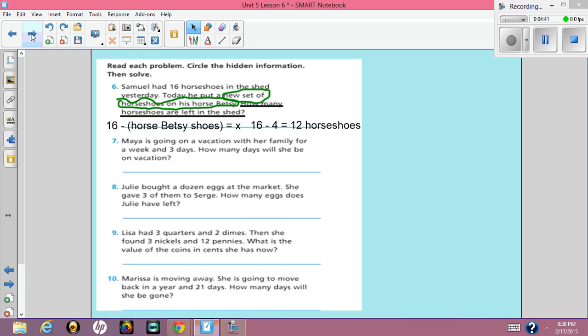This one indicates read each problem, circle the hidden information, then solve. So Samuel has 16 horseshoes in the shed yesterday. Today he put a new set of horseshoes on his horse Betsy. How many horseshoes are left in the shed? So there were 16. Then I subtract horse Betsy's shoes equals X. Now we know that horses have how many legs? They have 4. So 16 subtract 4 equals 12 horseshoes. Do you see how the information is there? We just have to find it. It's hidden treasure that we can find. Let's look at another one.